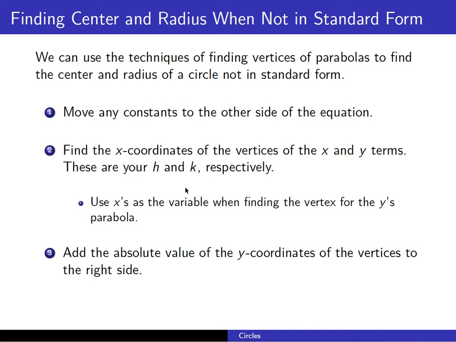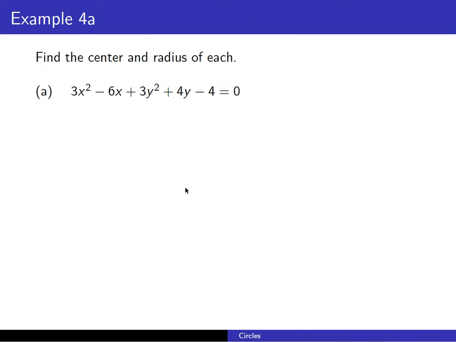And then the y coordinates of the vertices that we get, we're going to add the absolute value of those y coordinates to the right hand side that has the constant on it. So this is a pretty wordy process, and I can understand if it doesn't make a whole lot of sense, but hopefully after seeing it in action, you'll get the hang of it. So let's try a couple examples.